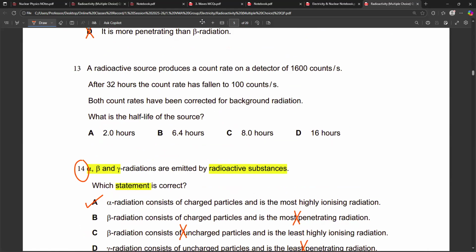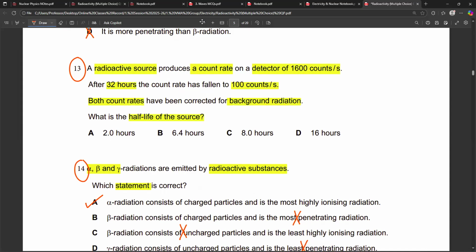Question number 13, you can see we have a very frequently asked question related to half-life from the topical past paper file. It means you will find more questions related to half-life in your past papers as compared to any other topic of nuclear physics. So a radioactive source produces a count rate on a detector of 1600 counts per second. After 32 hours, the count rate has fallen to 100 counts per second. Both count rates have been corrected for background radiation. So what is the half-life of the source?